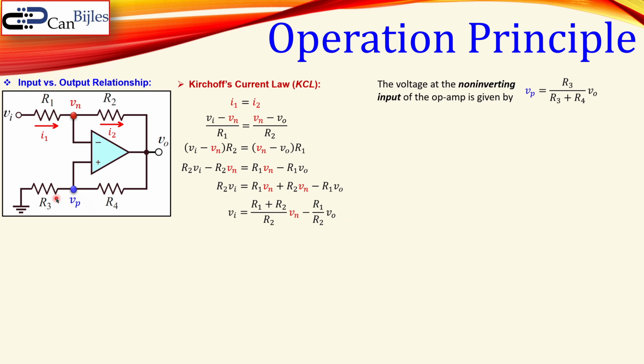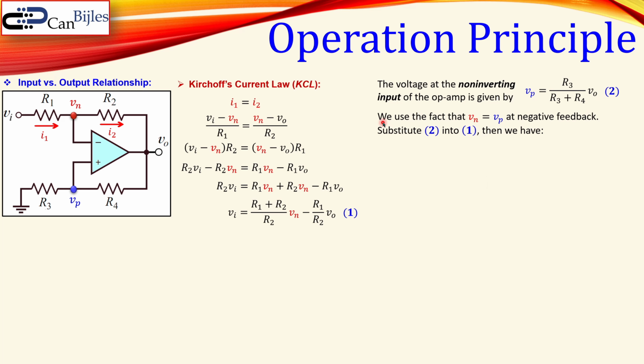So Vp is R3 over R3 plus R4 times Vo. Let's designate this as equation number 1 and this as equation number 2. Now, if we use the condition that Vn is equal to Vp, that is just at the edge of negative feedback, that means the following: for negative feedback, the operational amplifier tries to make these two nodes equal to each other. That is the job of the negative feedback. Now, if that is the case, that means this voltage Vp, which is expressed here in equation number 2, is also equal to Vn. So we can replace this here by equation number 2 here.